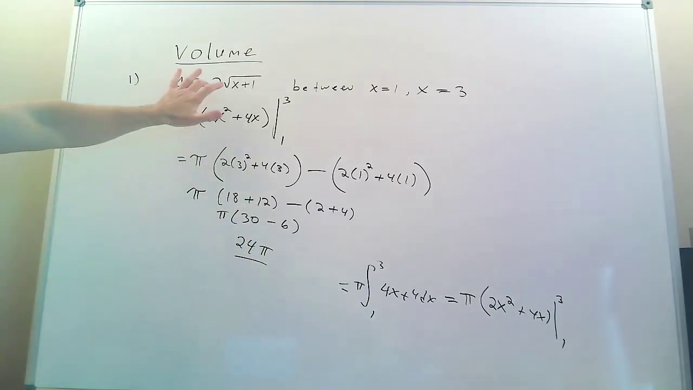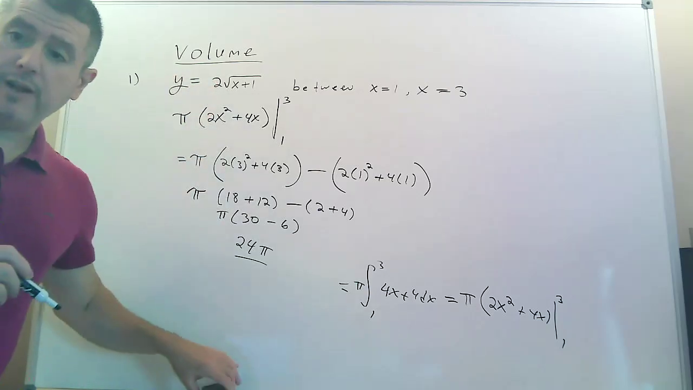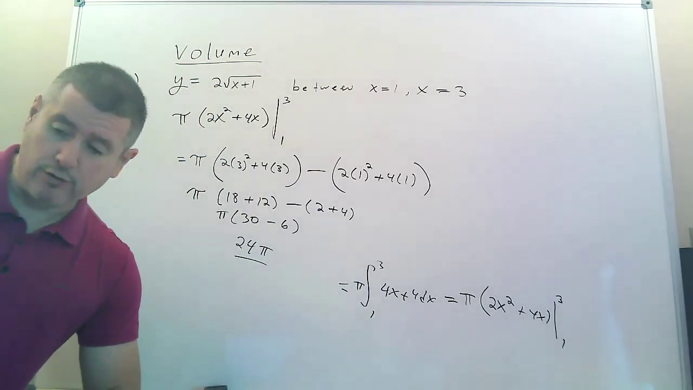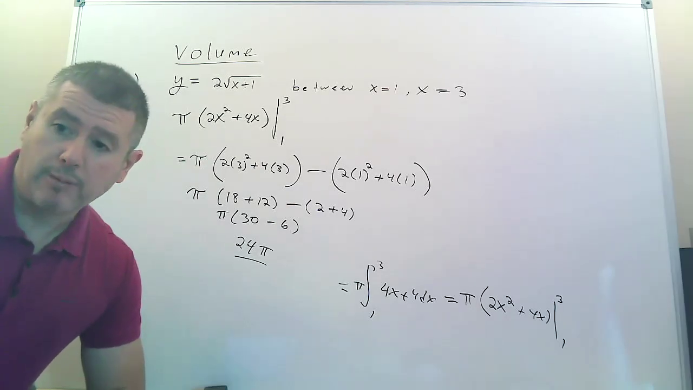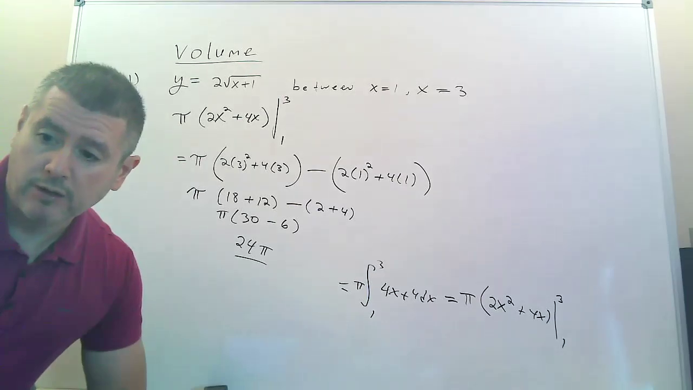All right, so again, square the original function. Simplify it a little bit if you need to. Do the antiderivative and then plug the numbers in. I mean, it's very straightforward. They get a little more complicated, so I'm going to do some more examples of it. But really, it's not that bad.